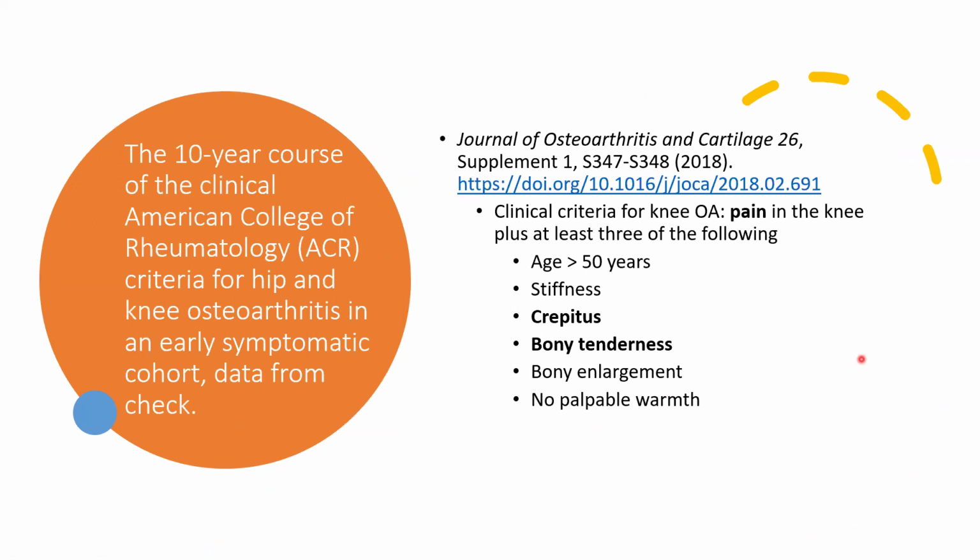So that's who's at risk. How do we actually go about identifying it, and how reliable are these indicators? This study was a 10-year assessment using the American College of Rheumatology criteria for hip and NEOA in early symptoms.